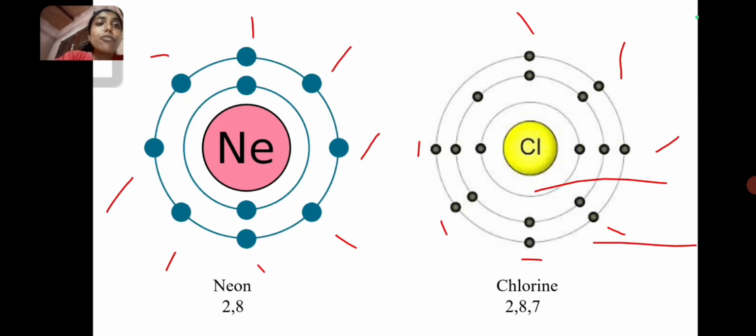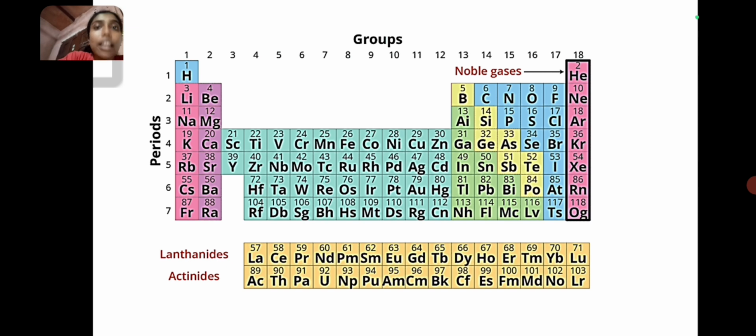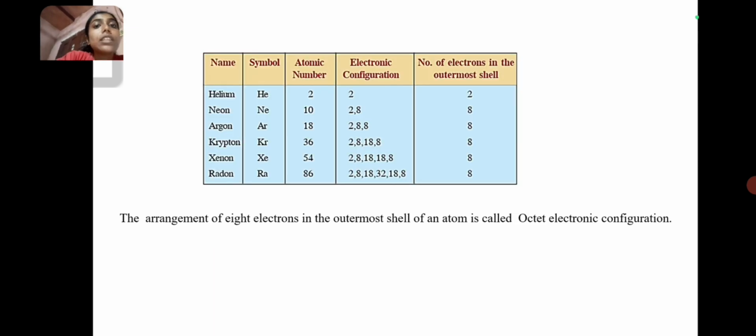Neon is stable because it has 8 electrons in the outermost shell, whereas chlorine has only 7 electrons in its outermost shell. The arrangement of 8 electrons in the outermost shell of an atom is known as octet electronic configuration.